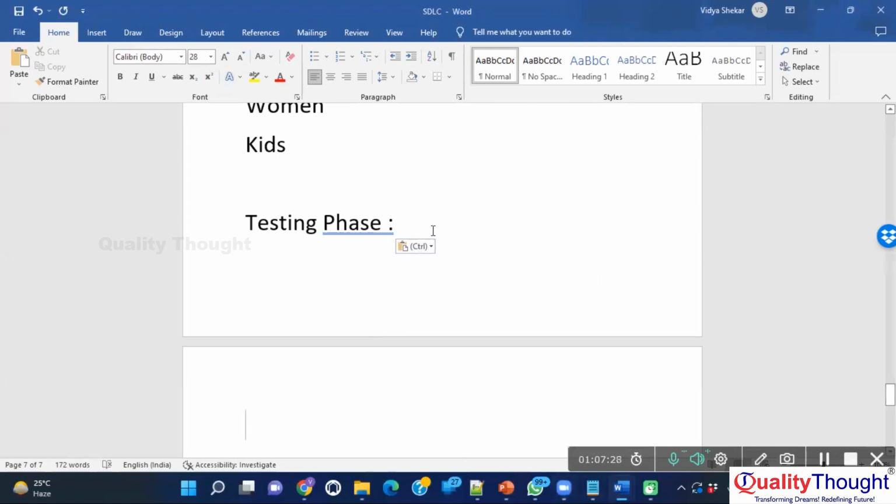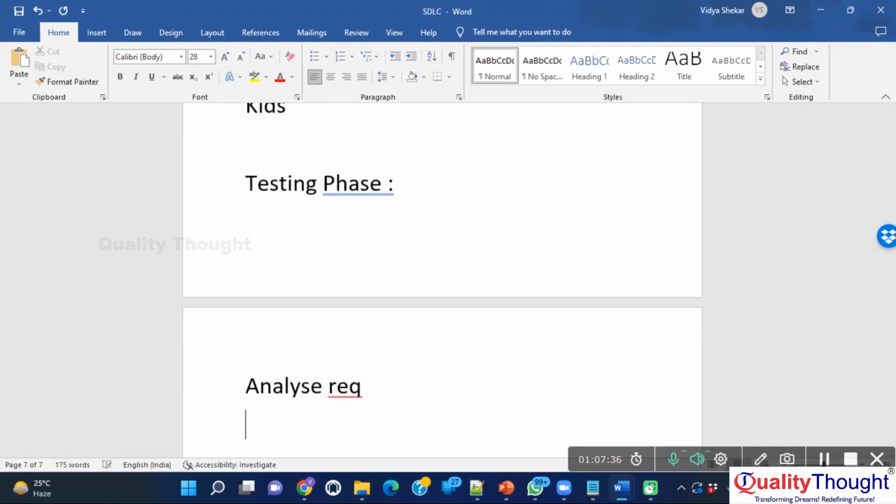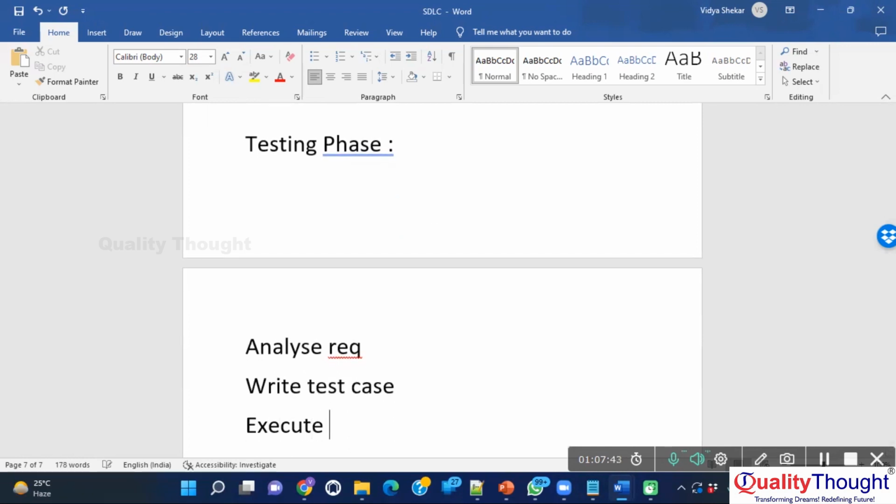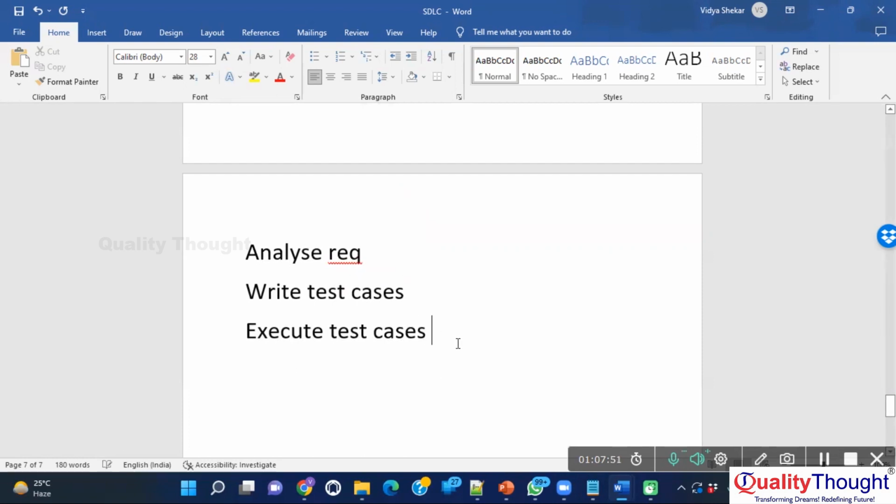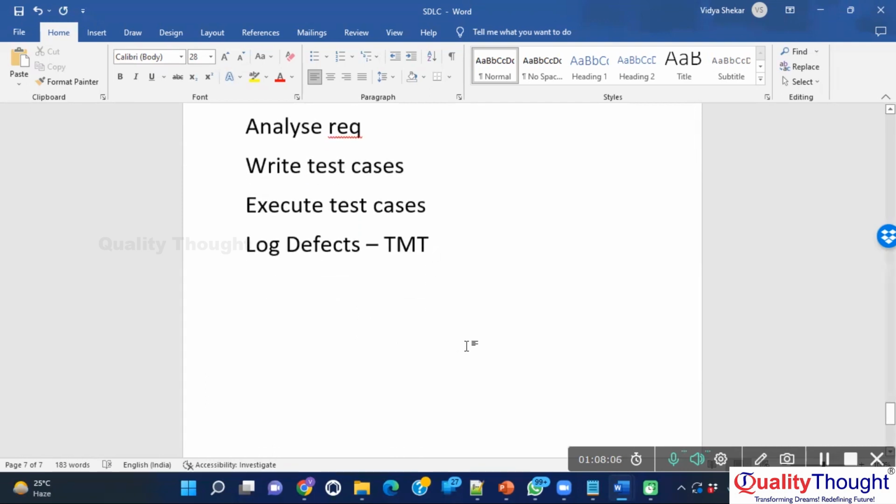Analyzing the requirements, writing test cases, and executing them. Right, very good. If we get any defect, we can raise the defect through the Jira tool. Log defects through Jira, or any test management tool, Bugzilla, any tool. And what else do you do? Execution reports: how many defects we logged and fixed.